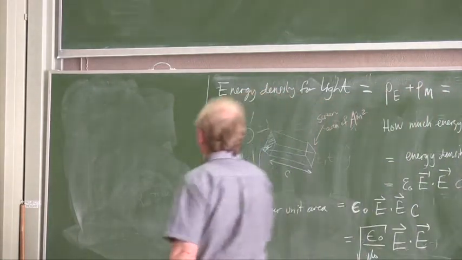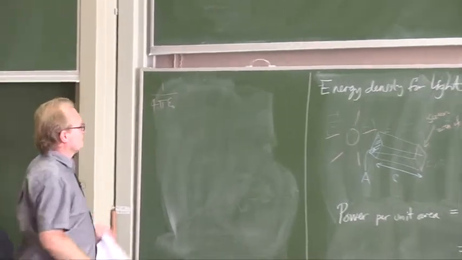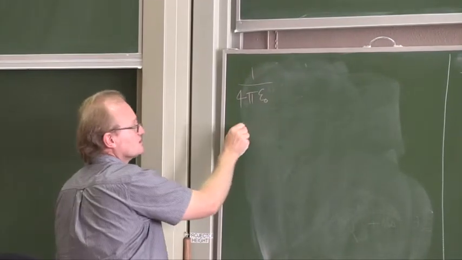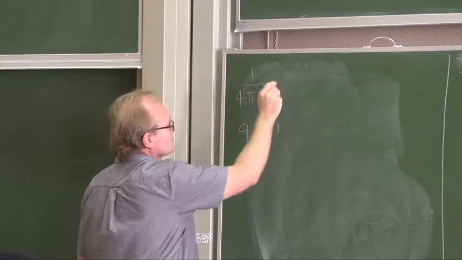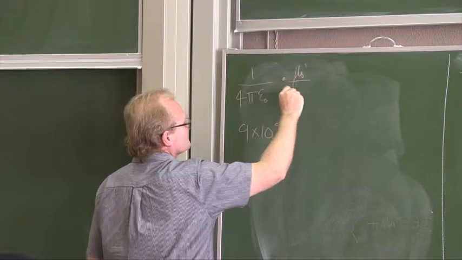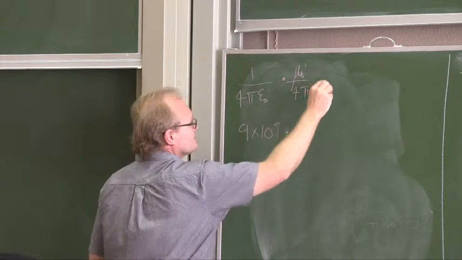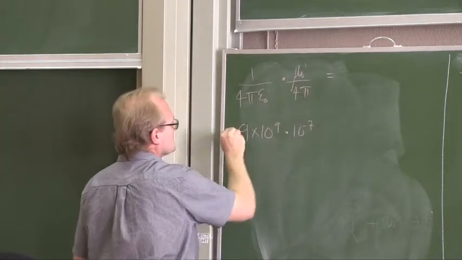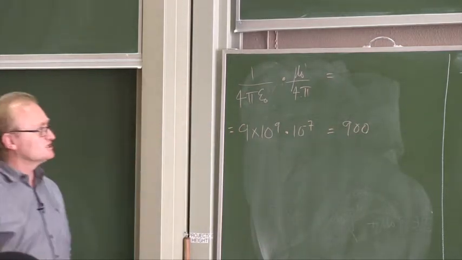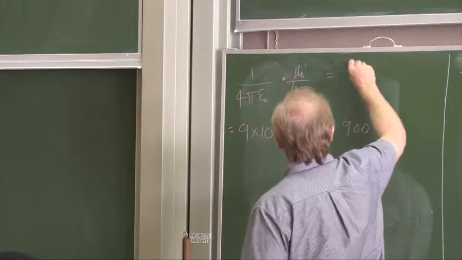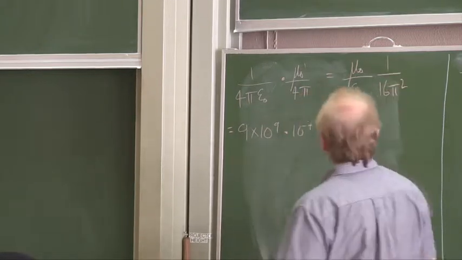So if we take 1 over 4 pi epsilon naught, how big is 1 over 4 pi epsilon naught? Okay, let's be a little bit more precise. 9 times 10 to the 9. Good. Times by, let's go, mu naught over 4 pi. What's mu naught over 4 pi? 10 to the minus 7. That is 900. Okay? And it's also equal to mu naught over epsilon naught times by 1 over 16 pi squared.